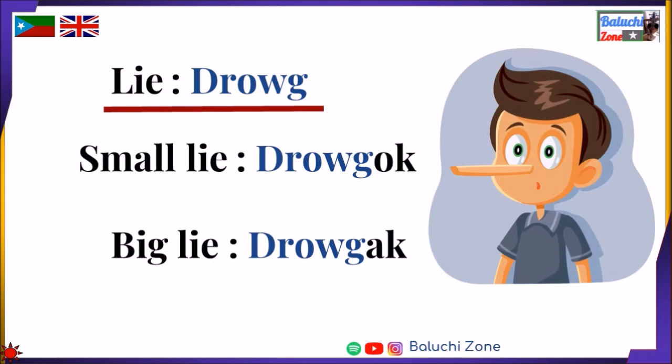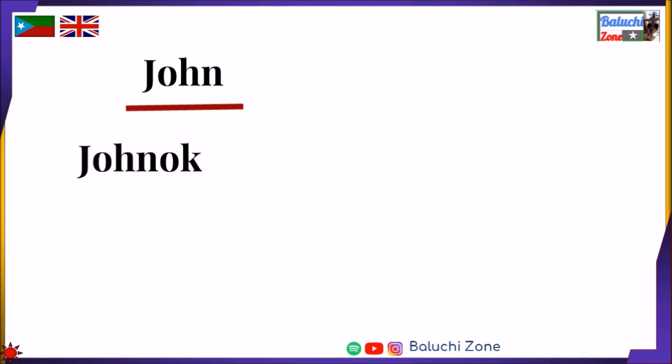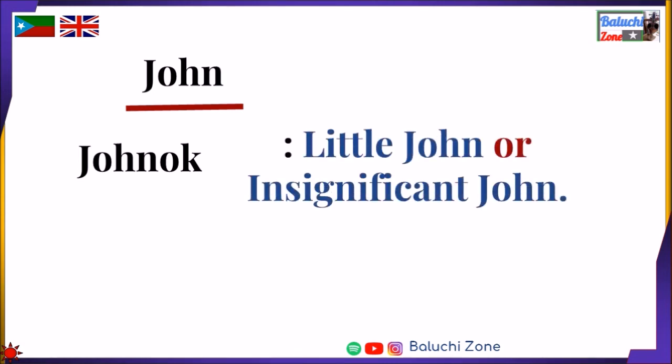However, we need to be cautious when applying it to names. For example, we have the name John. If we add ok to his name, as in Johnok, it would mean Little John, which can be used in a cute and loving way. But this can also be used to offend John. Johnok can be belittling, disrespectful, and that you view John as insignificant, that he doesn't matter.